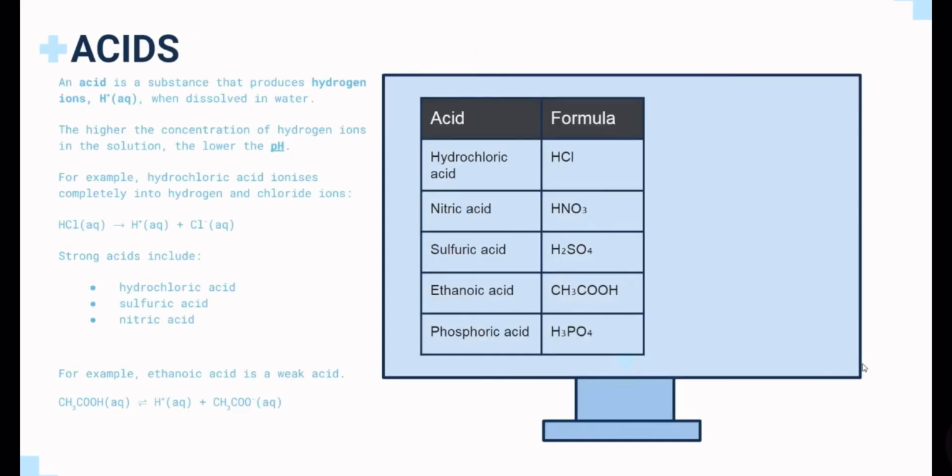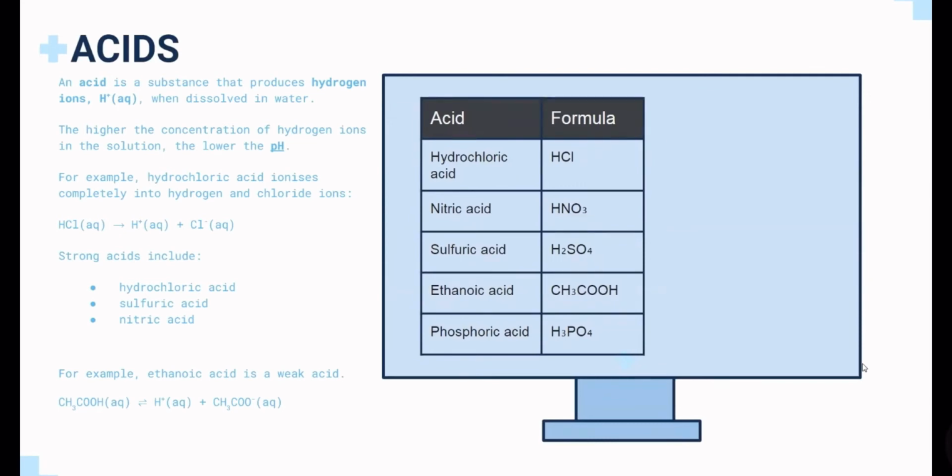Next, we're looking at acids. An acid is a substance that produces hydrogen ions when dissolved in water. We could see some acids in this table right here, and their formulas, for example, hydrochloric acid and its formula here. Also nitric acid and its formula. The higher the concentration of hydrogen ions in the solution, the lower the pH.